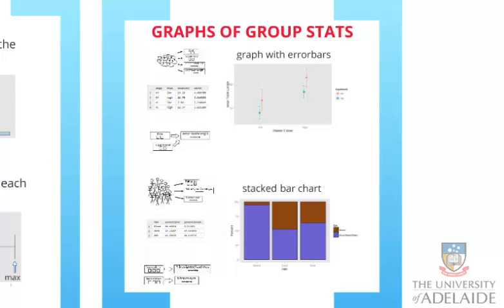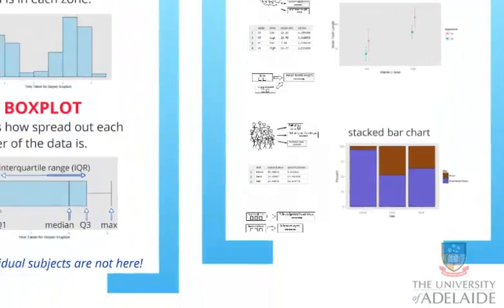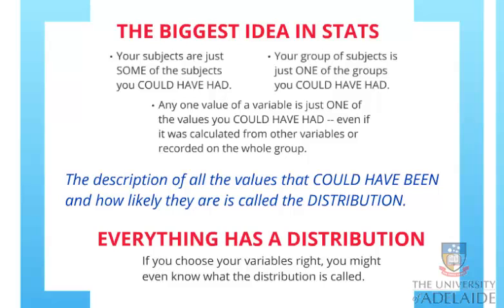So they're my graphs of group statistics. The traditional ones are dots with error bars, or stacked bar chart if you're doing categories. And there's one more graph I want to draw. But to do that, I'm going to have to talk a little bit about this biggest idea in statistics. So, it begins like this.